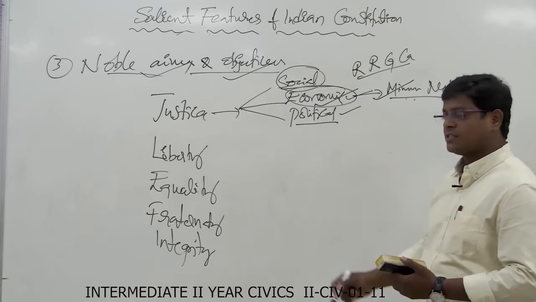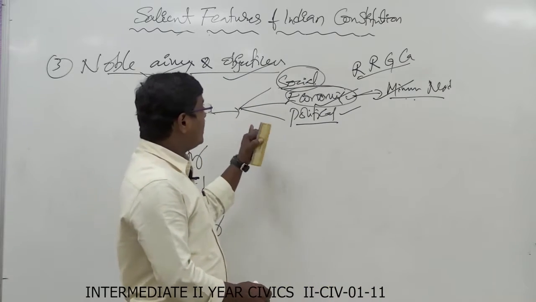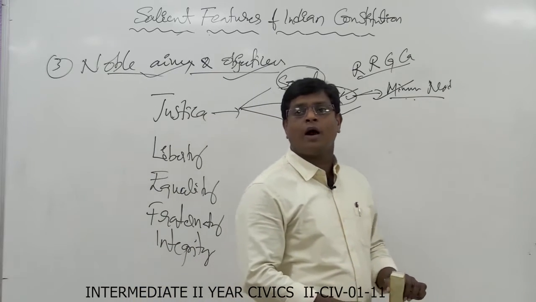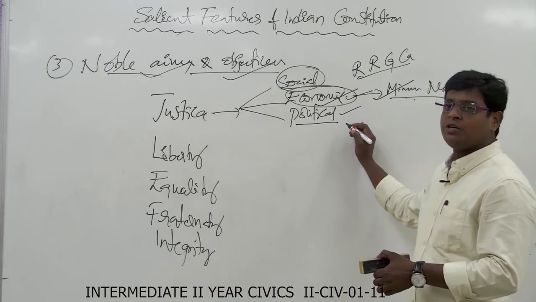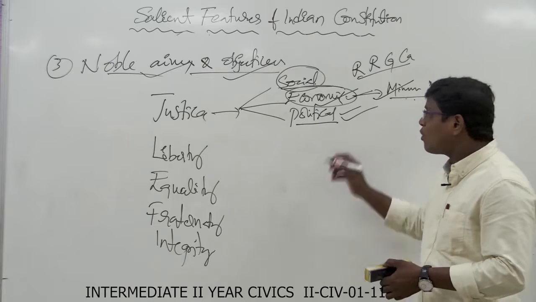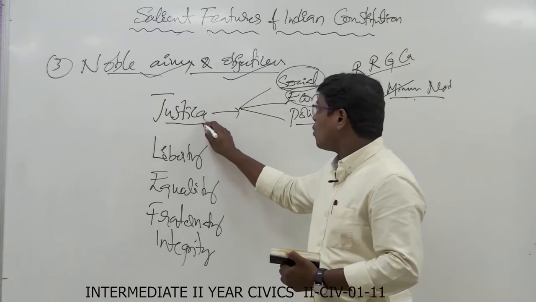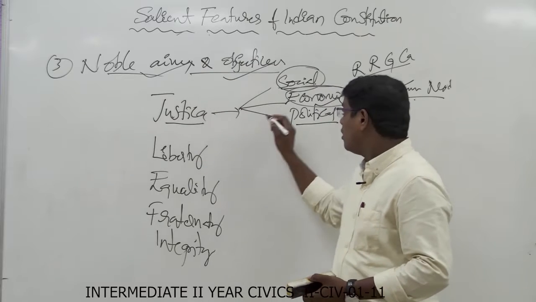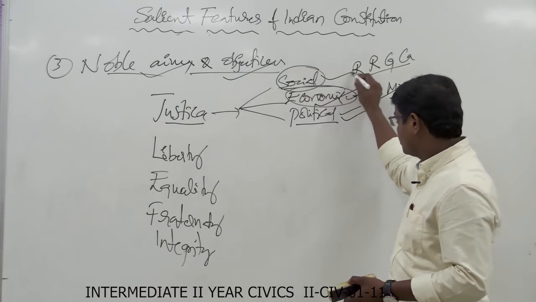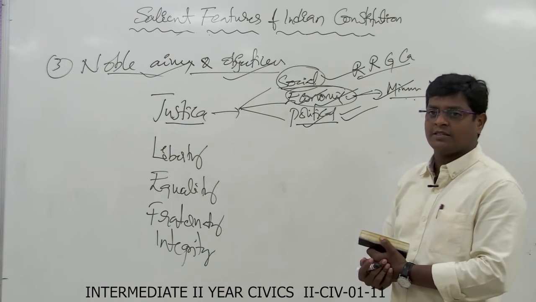Then political justice. In the matters of participation in the government, India shall take steps towards providing equal opportunity. So this is called political justice. So justice is one noble aim and objective, which includes social justice, economic justice and political justice.